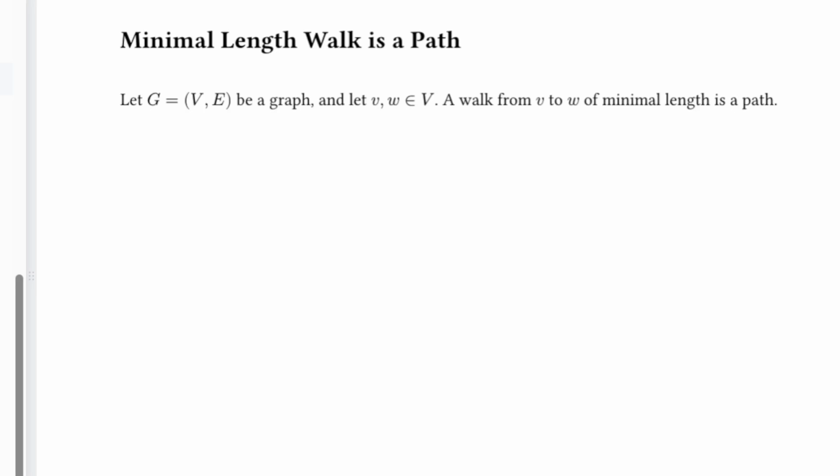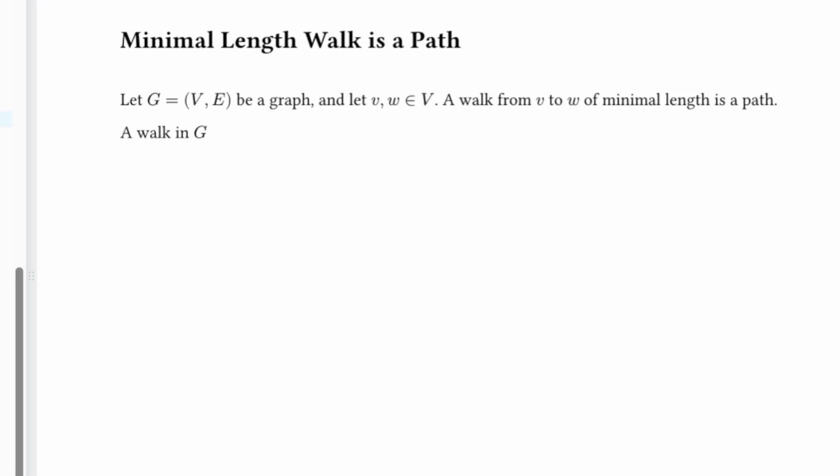This video covers the following theorem. If you have a graph and two distinct vertices, any walk connecting the two vertices which is of minimal length must be a path. Now, before starting, we're going to go over a couple of definitions.